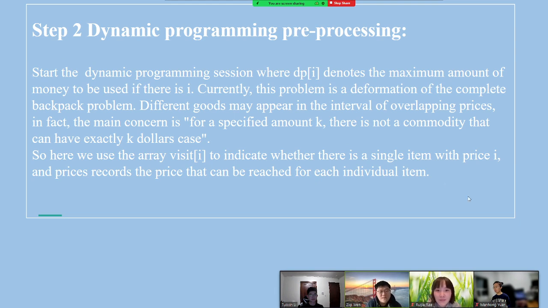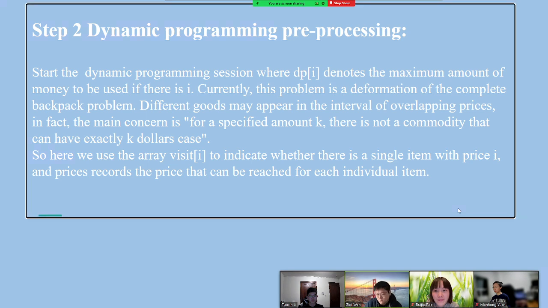Step 2 is the dynamic programming preprocessing, where DP[i] denotes the maximum amount of money that can be used if there's an i. Currently, this problem is a deformation of the complete backpack problem. Different goods may appear in intervals with overlapping prices. So in fact, the main concern is, for a special amount K, whether there's a commodity that can have exactly K dollars. Here we use the array visit[i] to indicate whether there's a single item with price i, and prices records the prices that can be reached for each individual item.